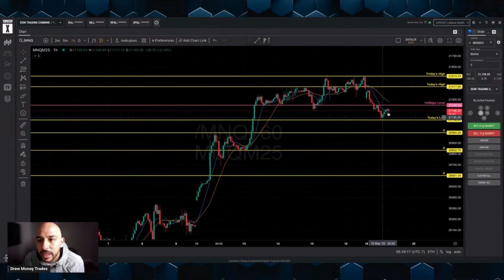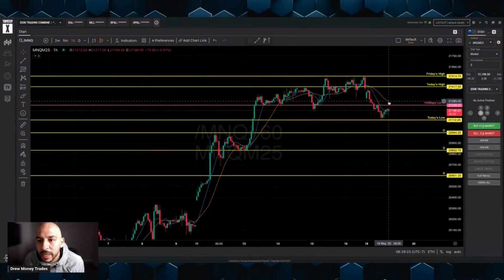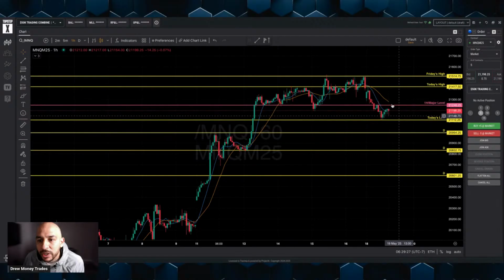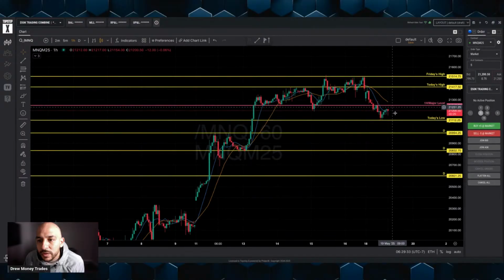Now today's low. What I'm looking for is another rejection. If it can reject again, and we have the EMAs right here, this is the 20 EMA. If it can reject again, I'm going short. So my initial hunch is to go short.